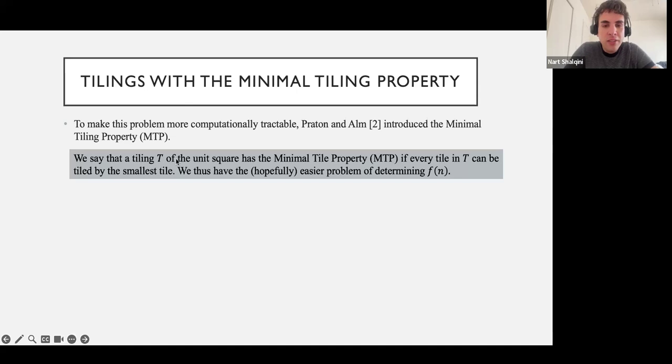And then we say that a tiling T of a unit square has the minimal tiling property if every tile in T can be tiled by the smallest tile. So we thus have the hopefully easier problem of determining f of n.